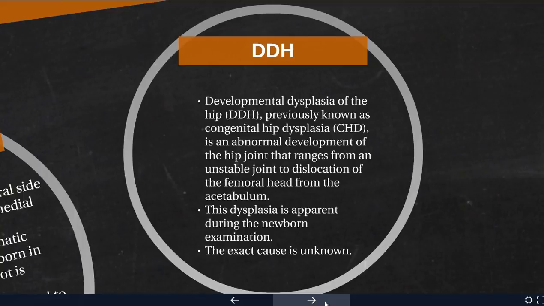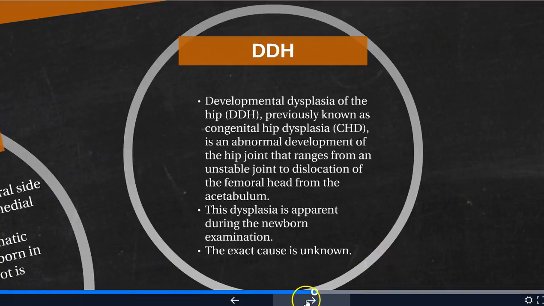DDH is developmental dysplasia of the hip, previously known as congenital hip dysplasia or CHD, so you might still see that both ways. It's an abnormal development of the hip joint that ranges from an unstable joint to dislocation of the femoral head from the acetabulum. Basically, that means the ball on the top of your hip bone pops out from the socket. This dysplasia is apparent during the newborn exam, and the exact cause is unknown.